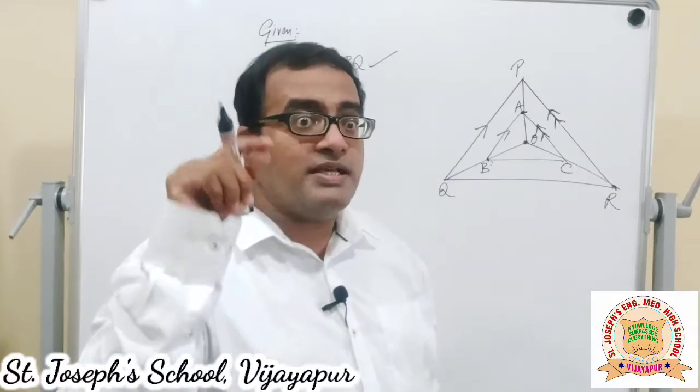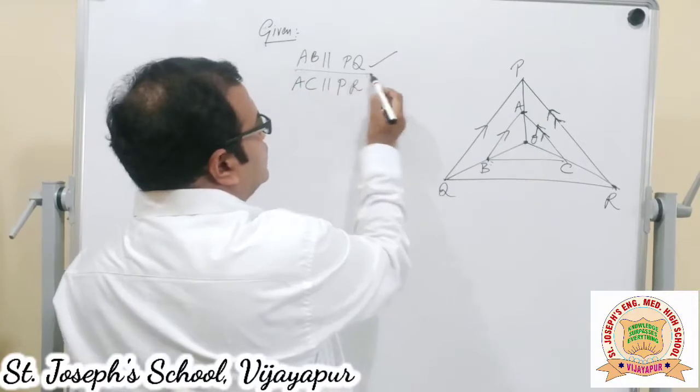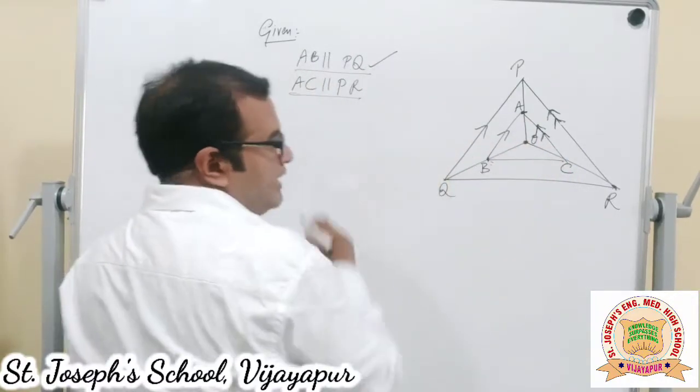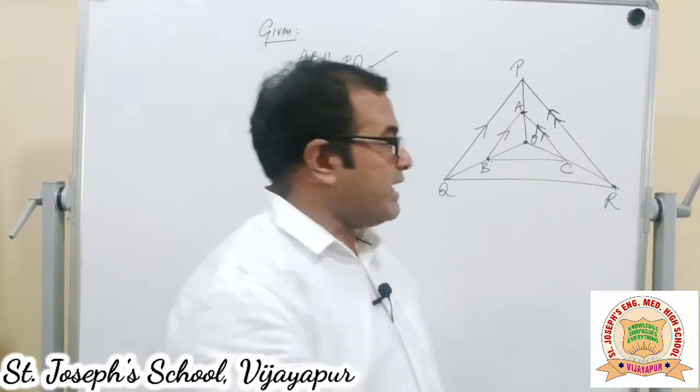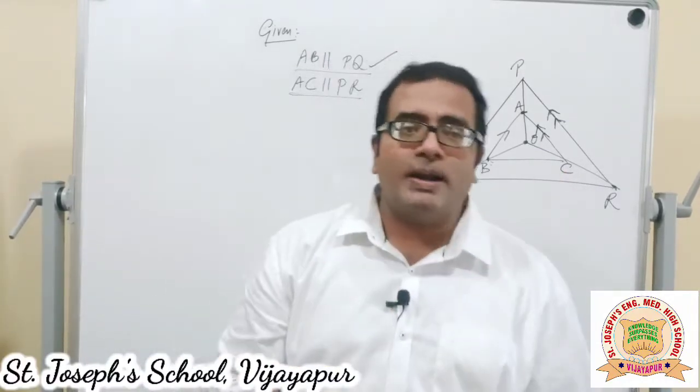So the points are such that when you join AB, it becomes parallel to PQ. When you join AC, it remains parallel to PR. We need to prove that the third left out side, that is BC and QR, they both are parallel.